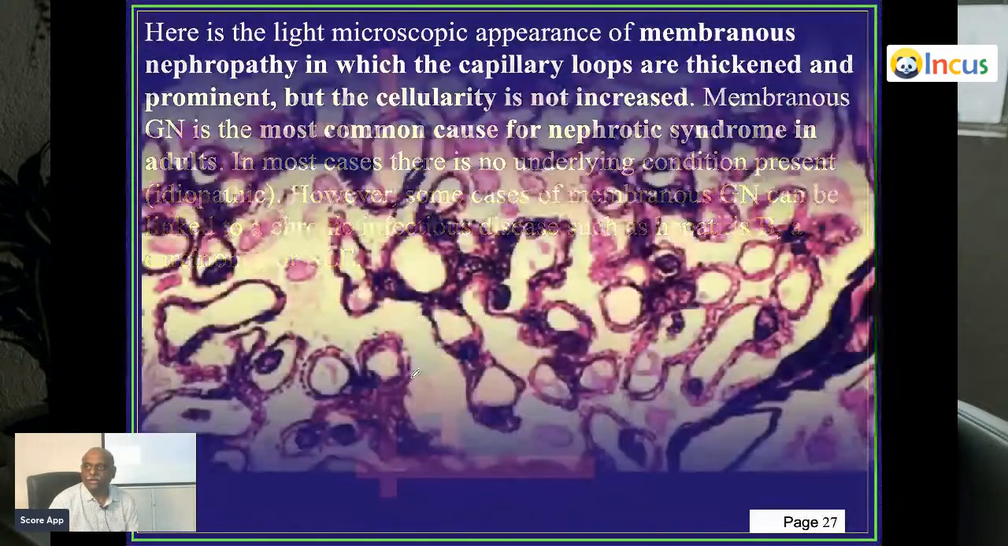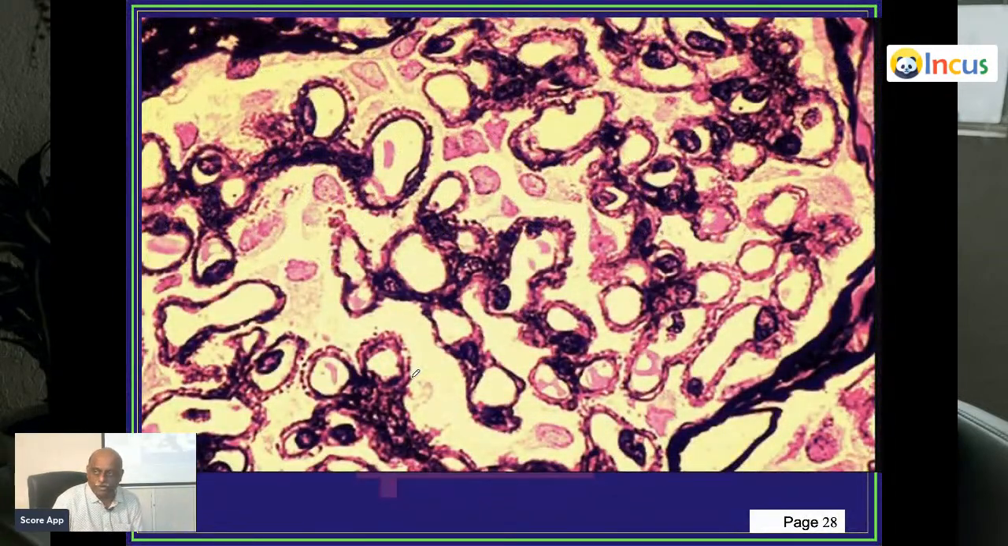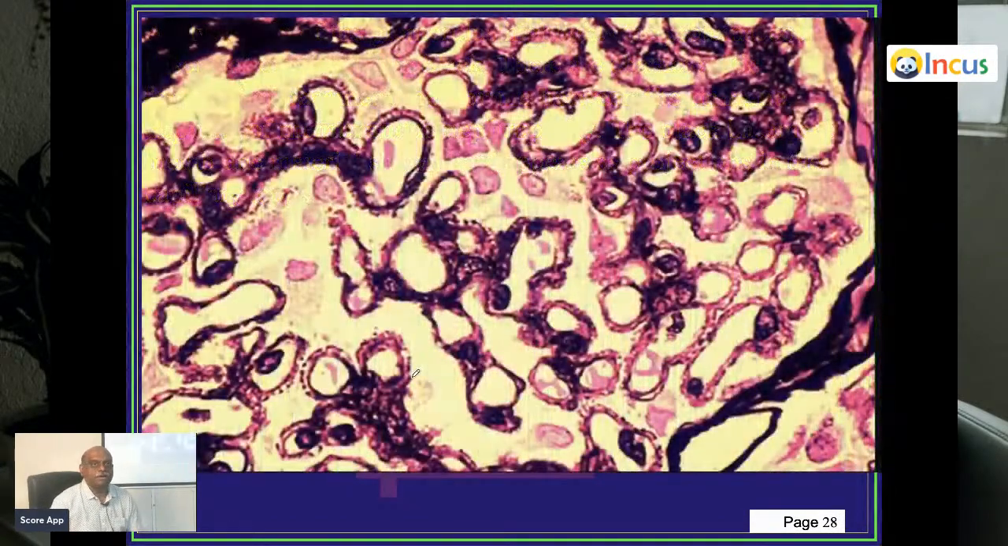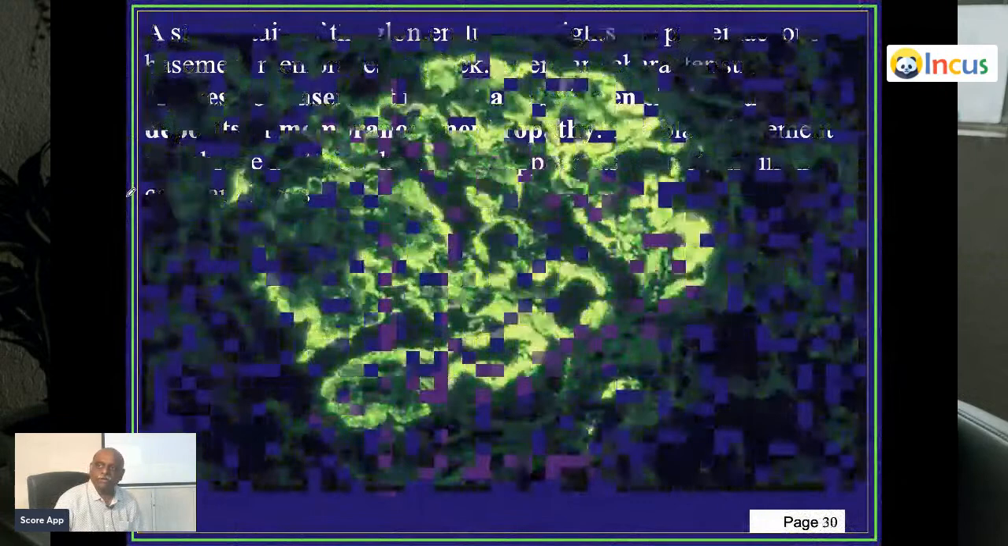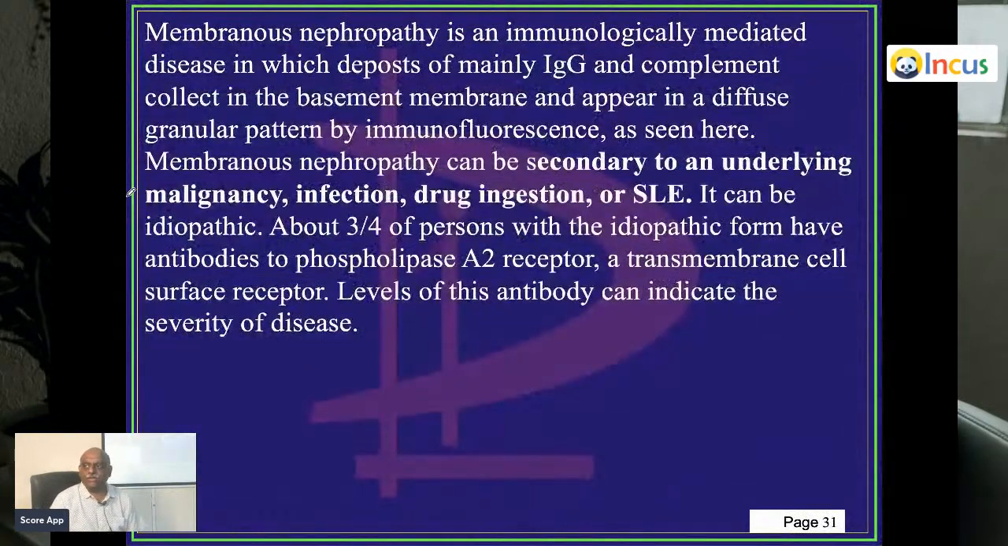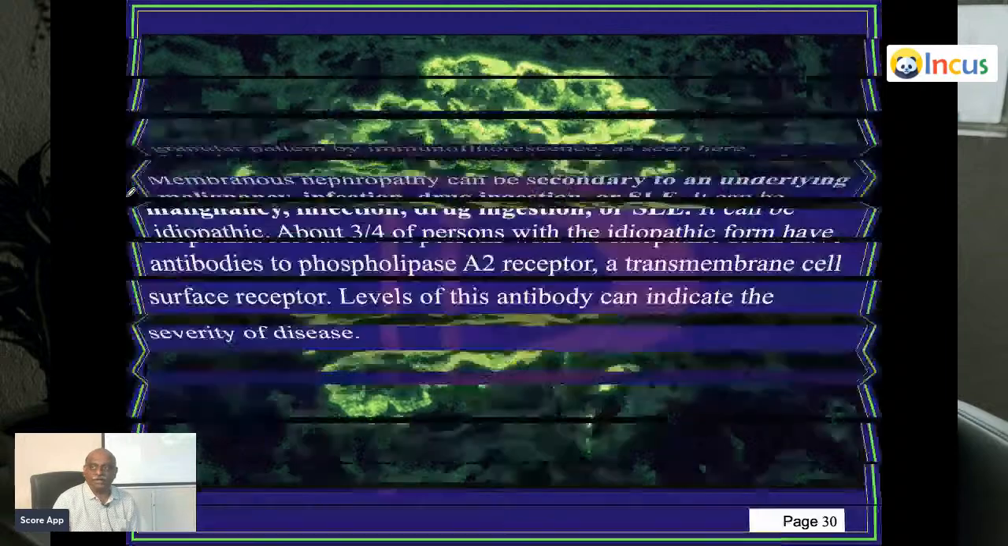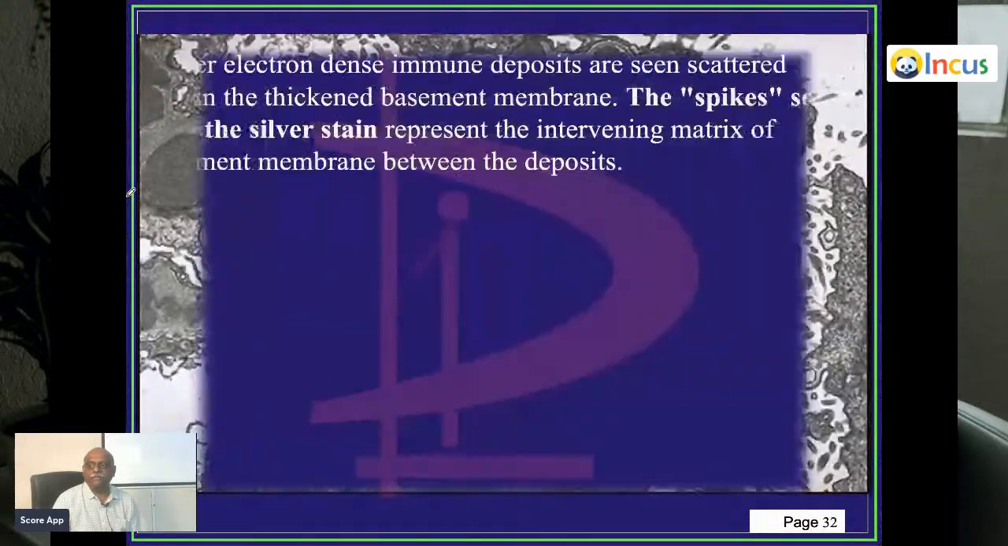Okay. Now, this is another example where you are able to see the spike and dome pattern of thickening of the glomerular basement membrane, in case of membranous glomerulopathy. This is the granular appearance that can also be seen. Thickened GBM is what you are able to see in membranous nephropathy.